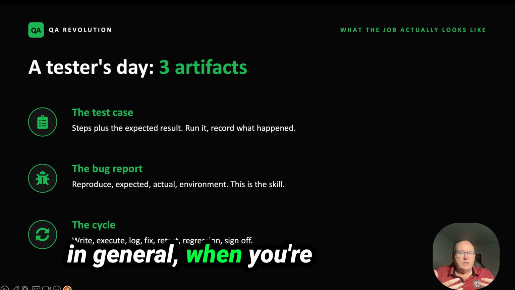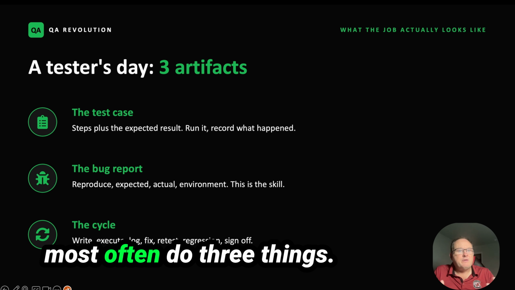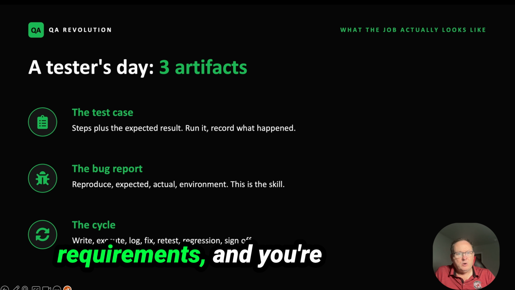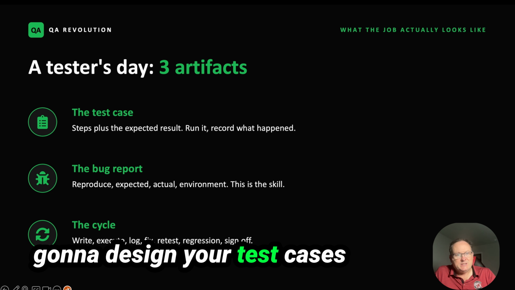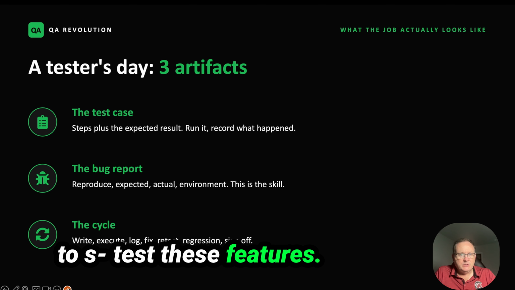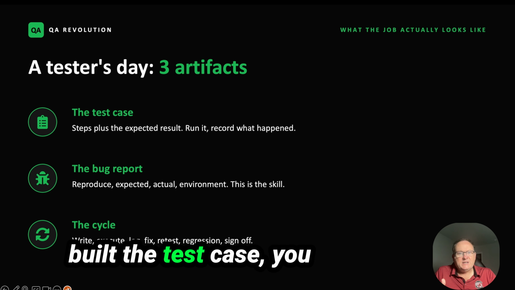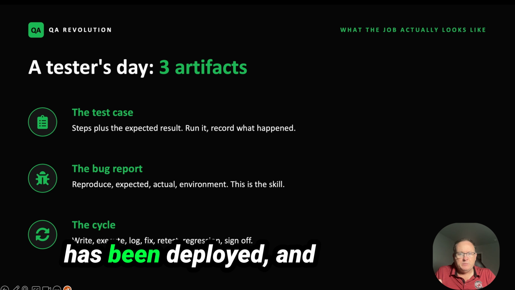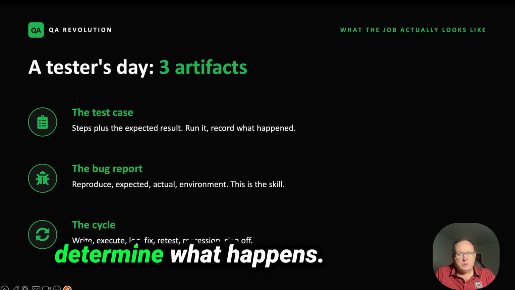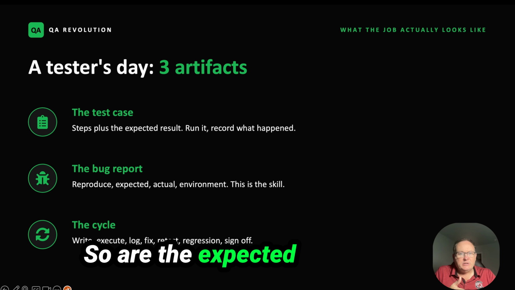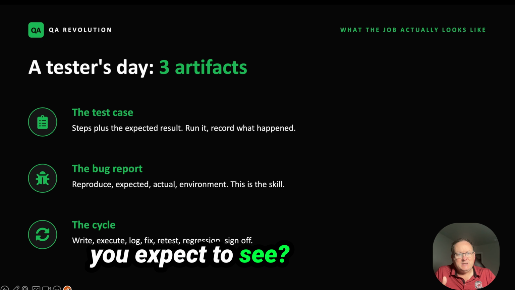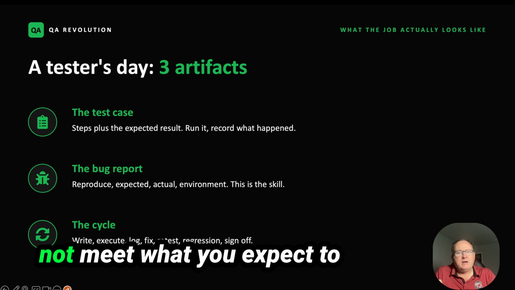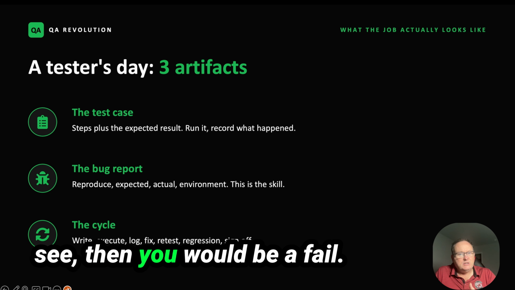In general, when you're doing testing, you're going to most often do three things. You're going to build test cases. So you're going to take information from the requirements and you're going to design your test cases to test these features. Once you've built the test case, you want to run it in the proper environment when the code has been deployed, and then you want to record and determine what happens. So are the expected results matching what you expect to see? If they are, then that would be a pass. If the expected results do not meet what you expect to see, then you would have a fail.